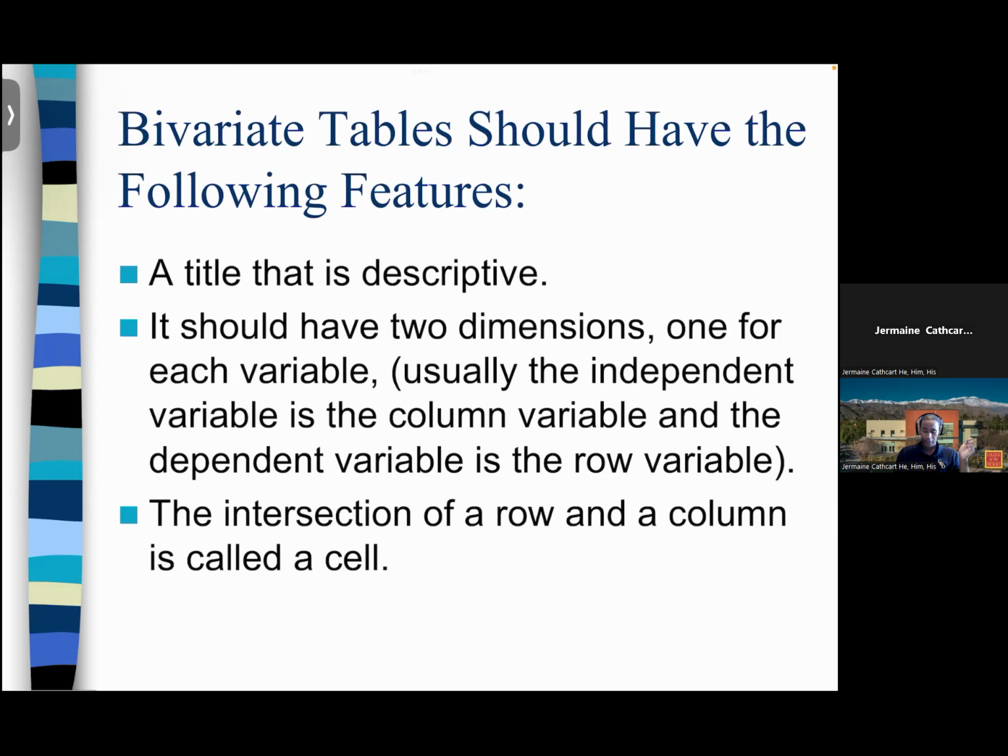Second thing, it should have 2 dimensions, 1 for each variable. Usually the independent variable is in a column and the dependent variable is in the row, as I stated earlier. Sometimes you can put the independent variable in the rows if you have too many categories and it's not fitting on the page. But explain to the reader of your study that you did that and explain why you did that, and make sure that you calculate the percentages horizontally if you do that. And now the intersection of a row and a column is called a cell, as we discussed earlier.